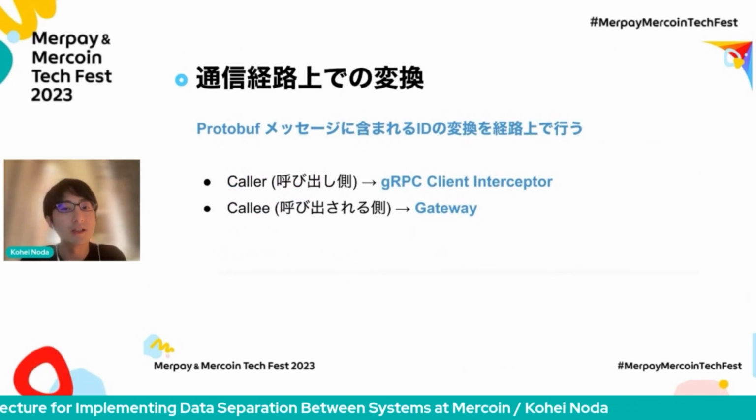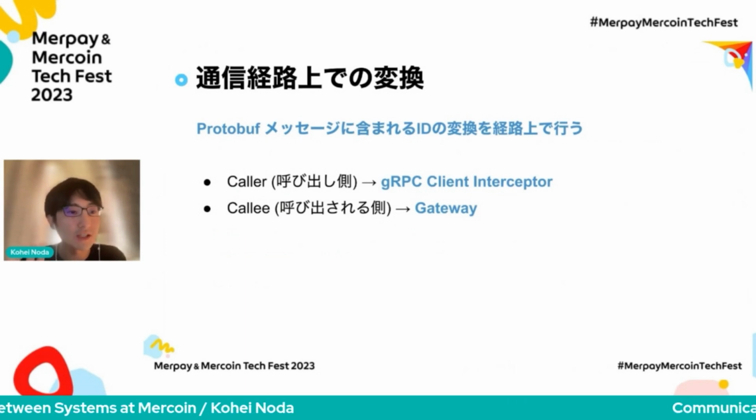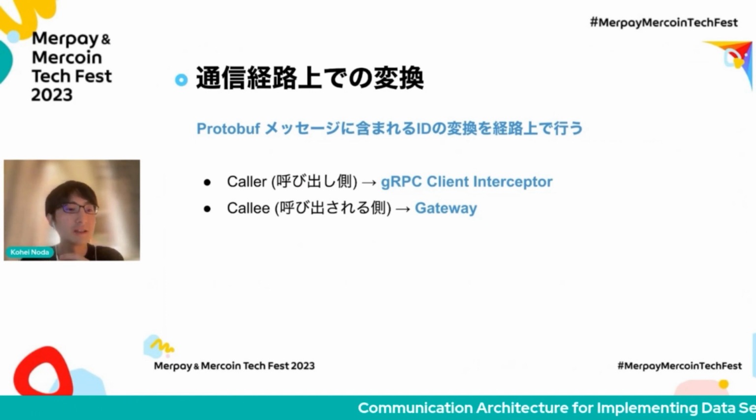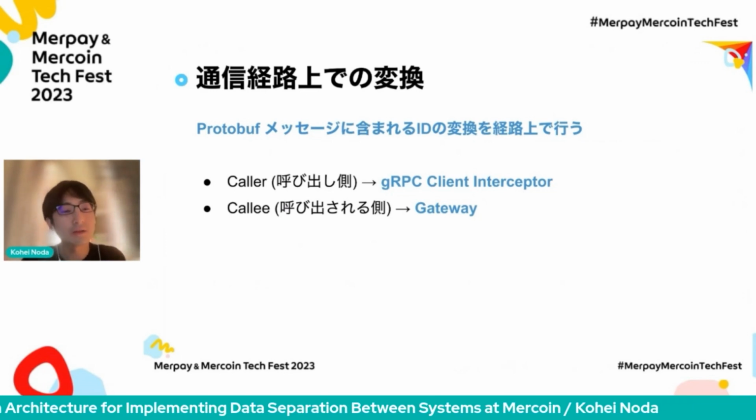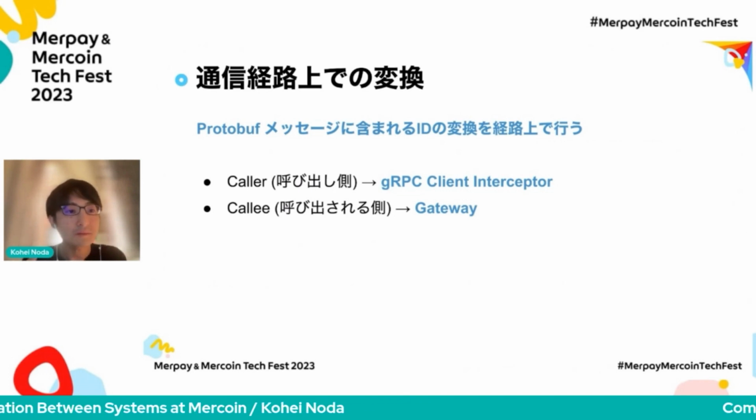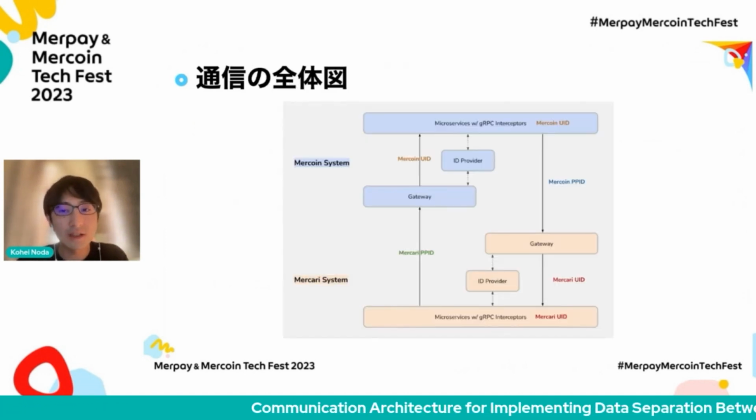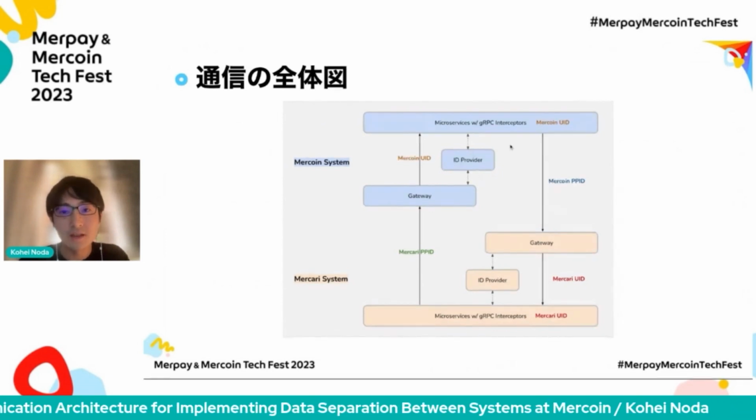The ID conversion contained in the protobuf message described so far was performed at 2 points on the communication path. One is the gRPC client interceptor on the caller side, and the other is the gateway widely used in Mercari, on the callee side, where the ID conversion is performed. The overall communication path looks like this.